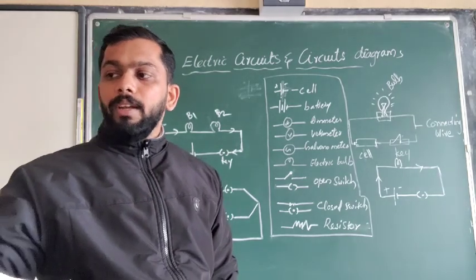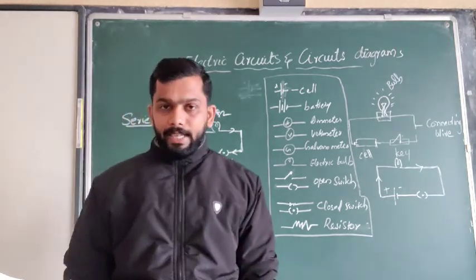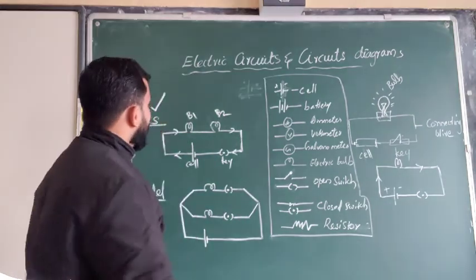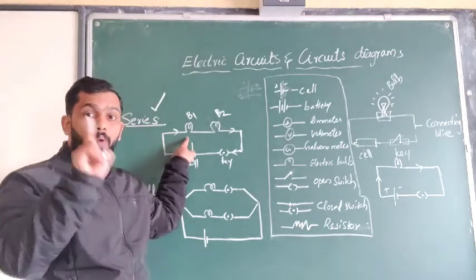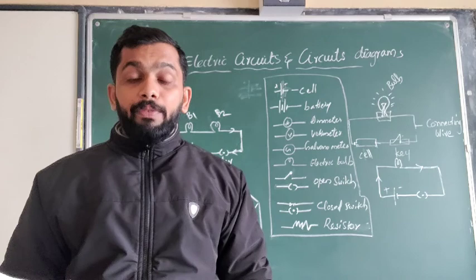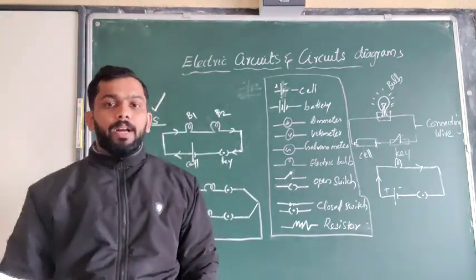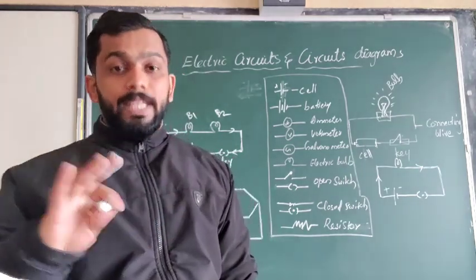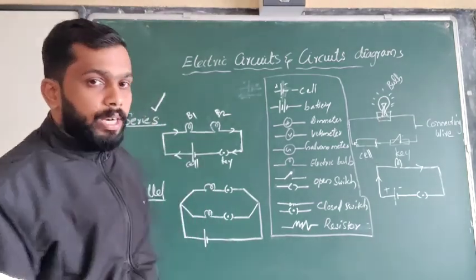Then again, the next connection is parallel circuits. So what is a parallel circuit? Here we were giving only one path. In a parallel circuit, we are going to give a different path for different components. If there are so many components, if there are 3 bulbs, then we will give 3 separate connections, one for each bulb. Or if there are 2 bulbs, we will give each a separate connection.